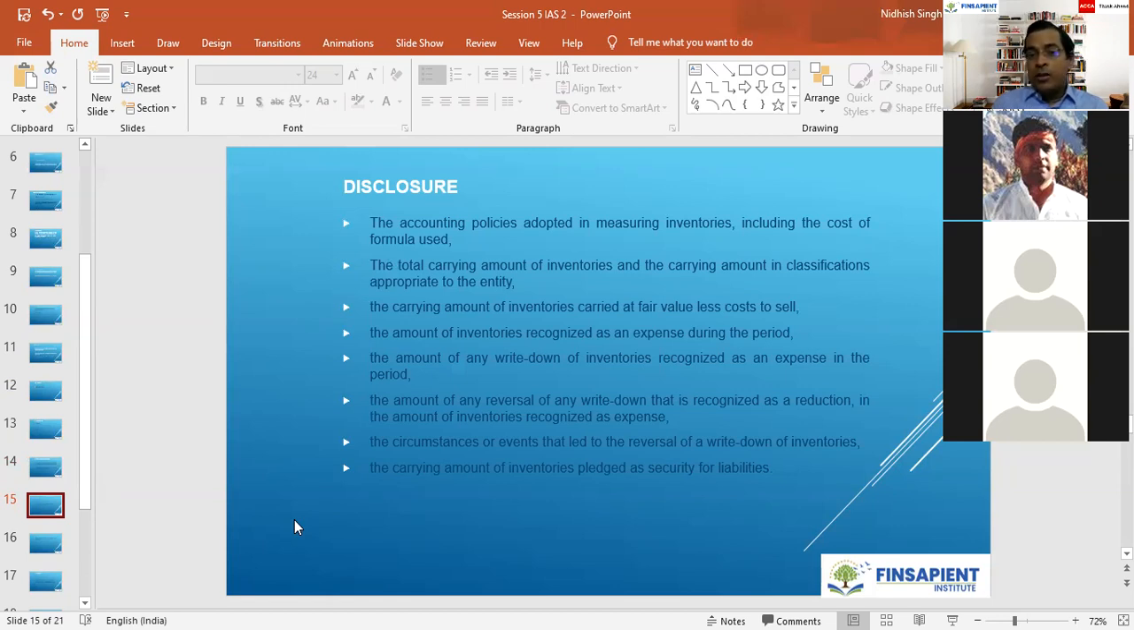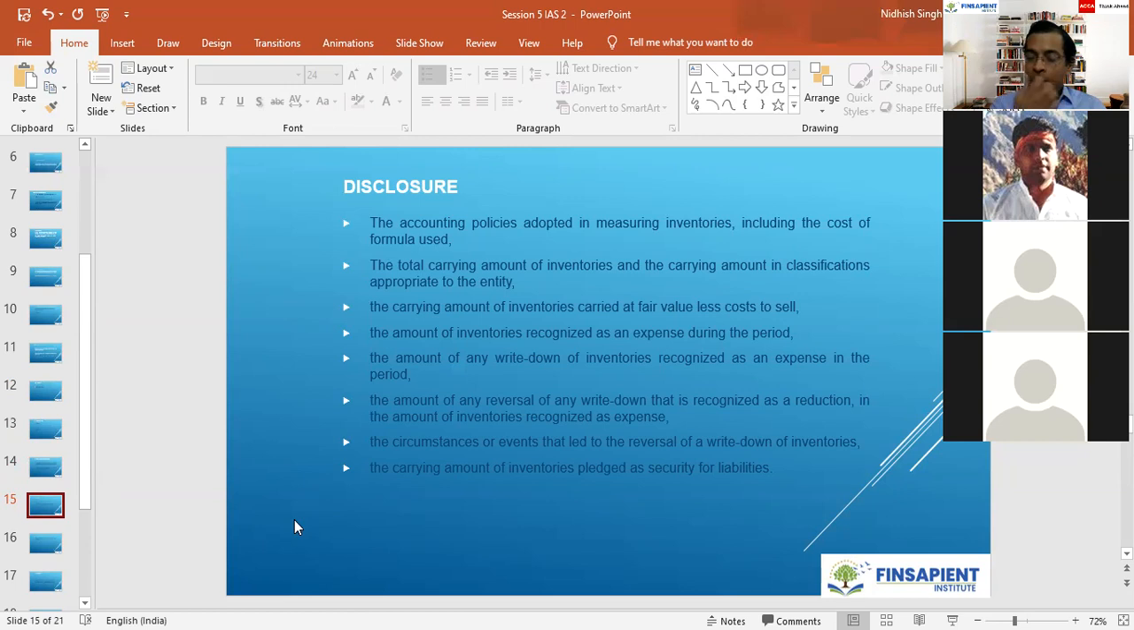But that is done on a very exceptional basis. First. Second, when you reverse the write down, you cannot go beyond the expense that was recorded earlier. Again, the cap will be the maximum of the carrying value only. If you were to reverse the write down, you cannot go beyond the carrying value historically. So that is the rule for reversal, but that is very exceptional.